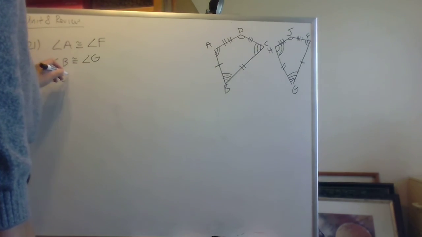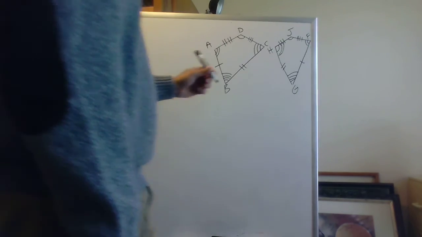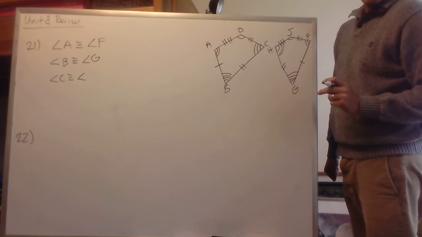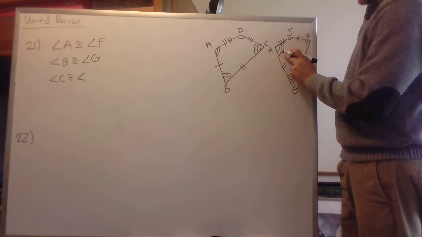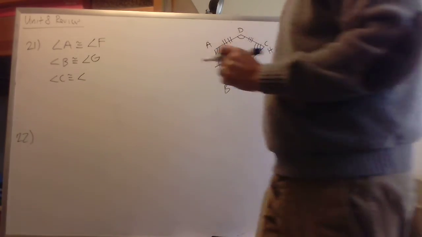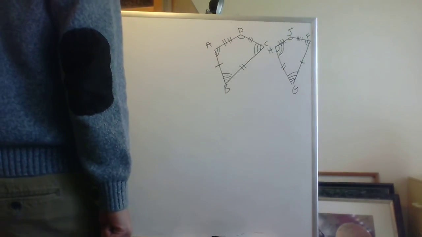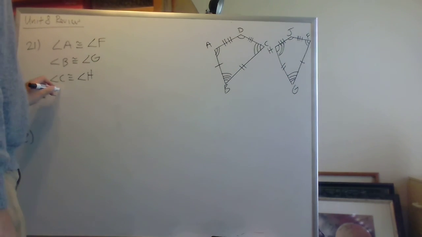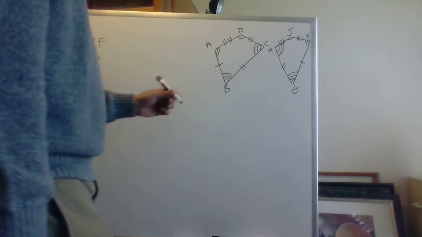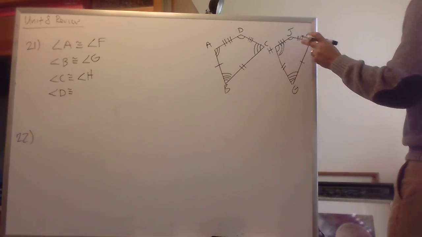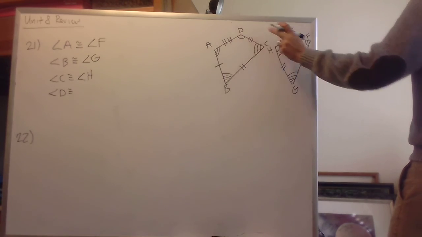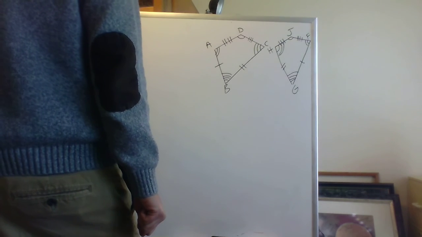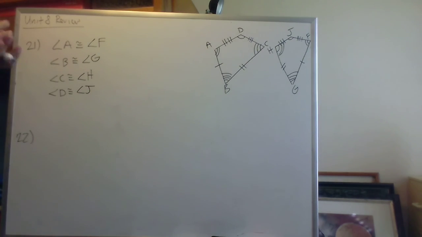So then we're going to go to angle C. Notice how there's 3 marks right here. So then we go over to the other side, and it looks like H has 3 angle marks right there. Okay, and lastly, we have angle D, and it has 1 congruency mark, and we look and J has the other one. So we know that these angles correspond to each other, but we're not done yet.